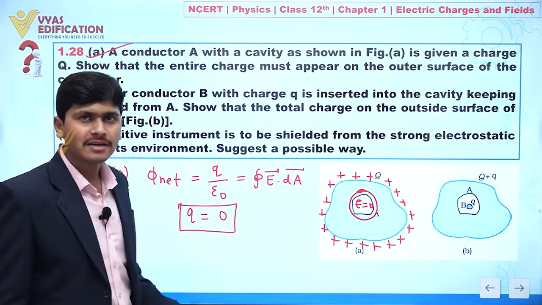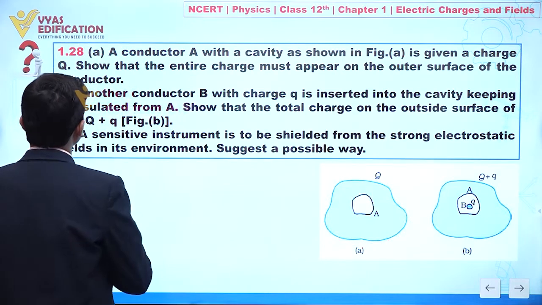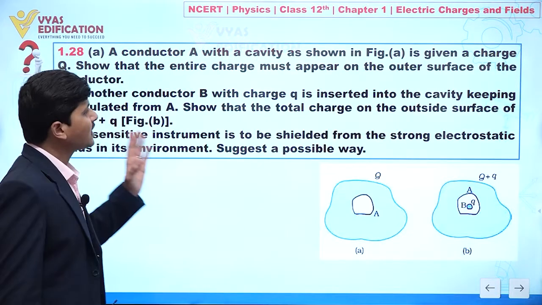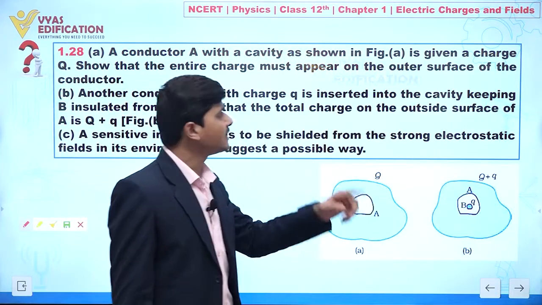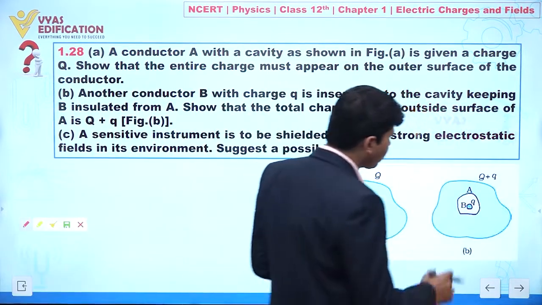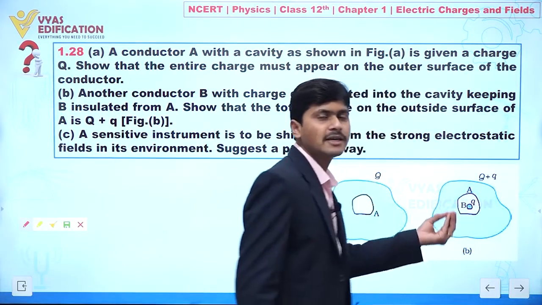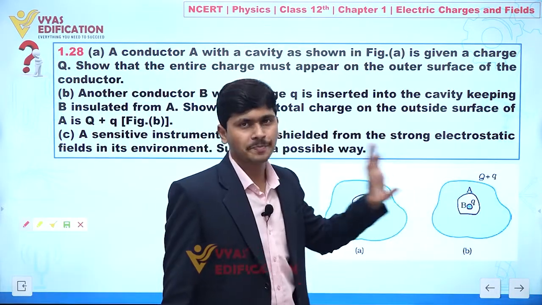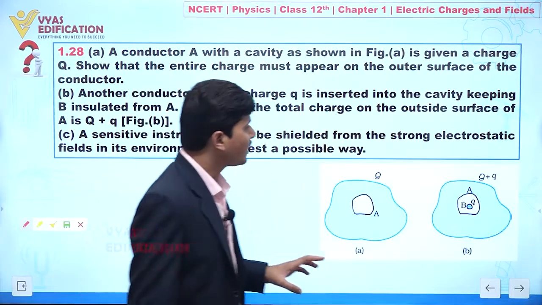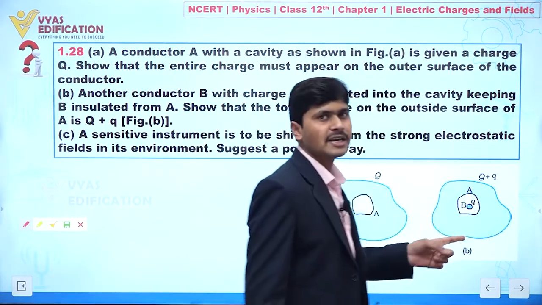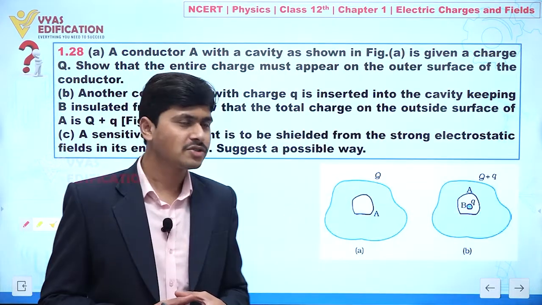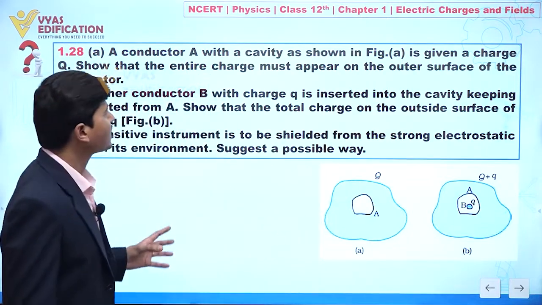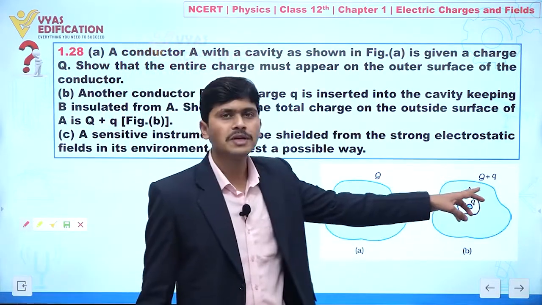Yes or no? Clear? Now let's suppose the situation changes. In part B, another conductor B with charge q is inserted inside a cavity. Now we are placing here a conductor and providing it a charge q. And an important part, conductor A and conductor B are isolated from each other. Yes or no? So now we have to prove that the total charge on the outside surface is capital Q plus small q.